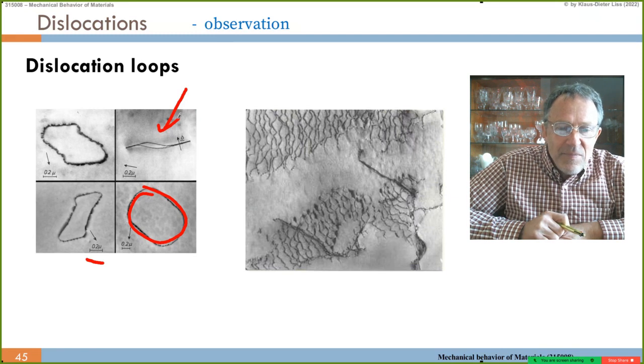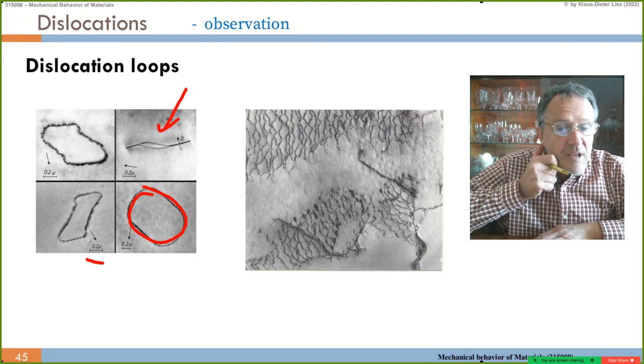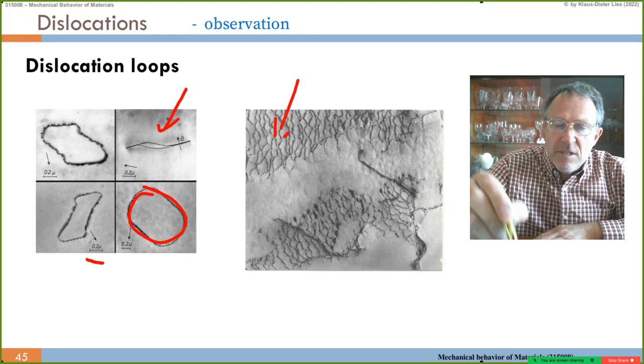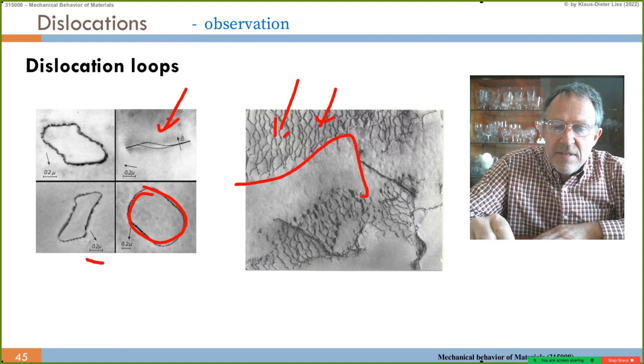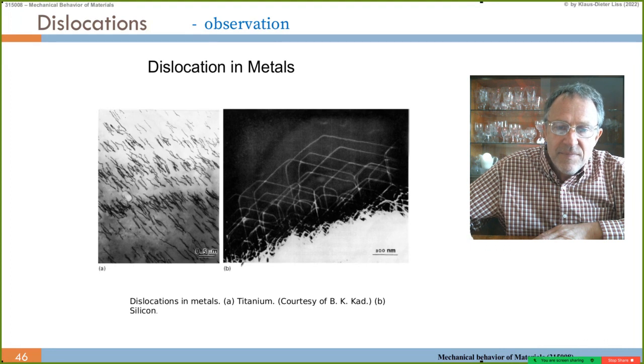And the shape of the loop depends very much on the crystal orientation and depends very much on the process with which you have introduced the dislocation. Here also we see forests of dislocations, or many dislocations, and then we see areas where there's no dislocation. So these are all special cases just to show that they exist.